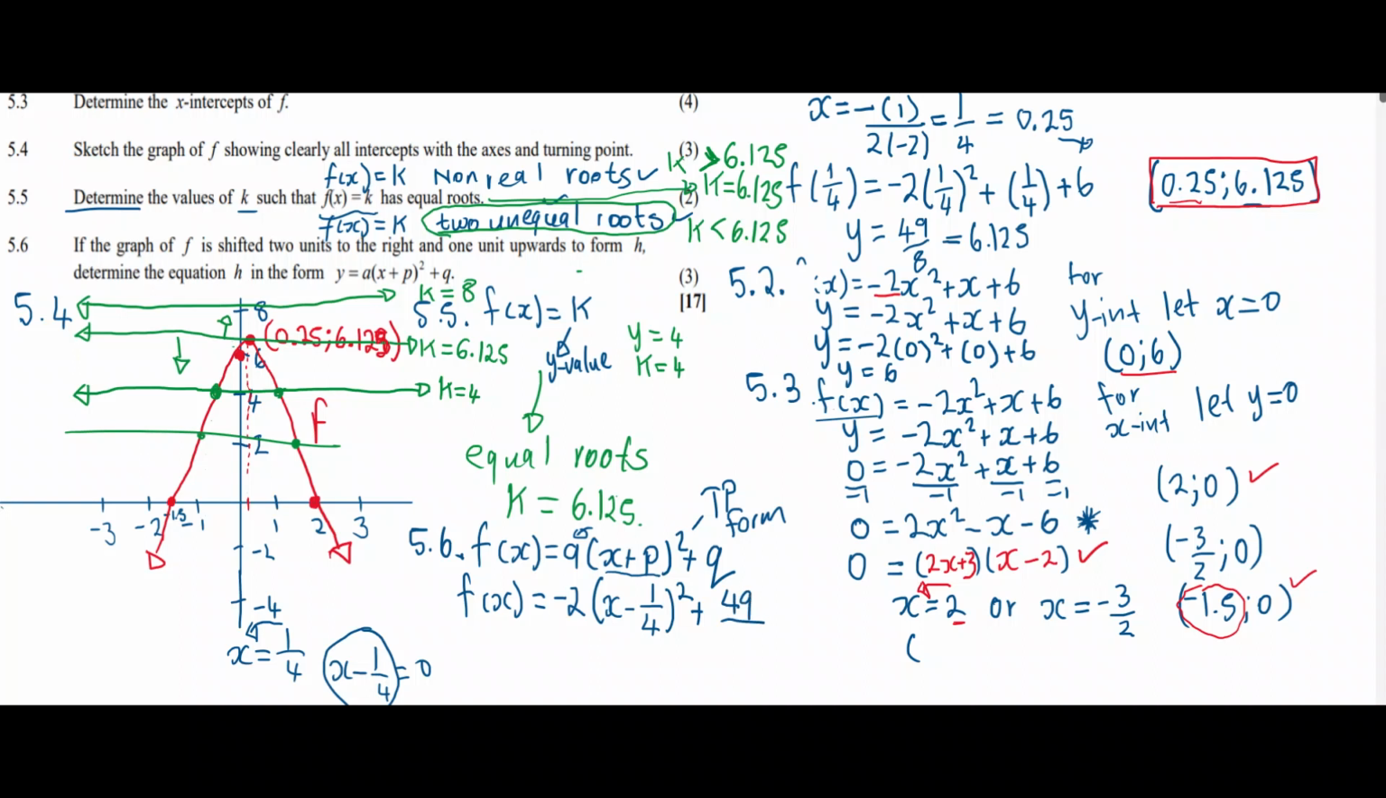The y value, I think it was 49 over 8, the y value of the turning point. Remember, p and q are the values of the turning point. So we reverse the x value, the p value, and write its inverse operation, and then we write 49 over 8 here. So that is the new equation of that particular function.